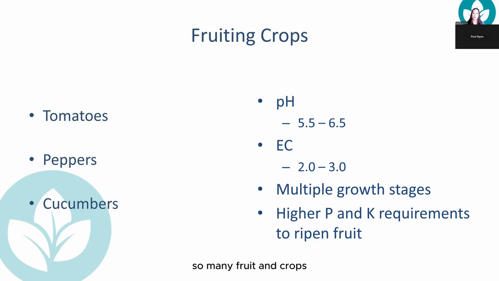So many fruiting crops have higher phosphorus and potassium requirements as those plants start to flower and set fruit and the fruit starts to mature. Those nutrient demands are going to change to ensure that the plant is really growing and producing the way that you want it to.